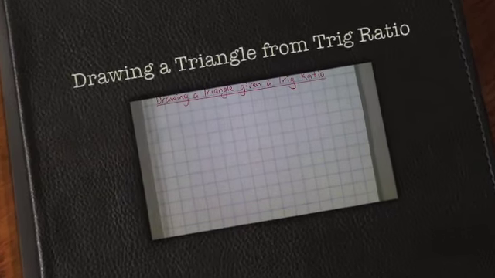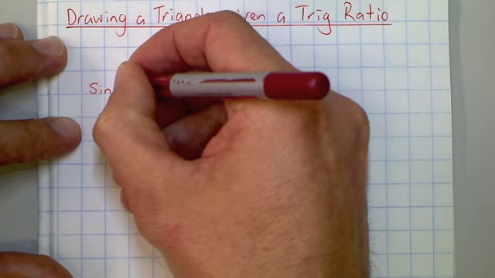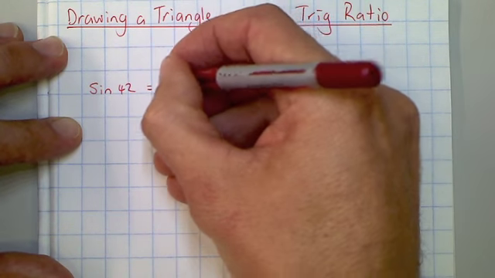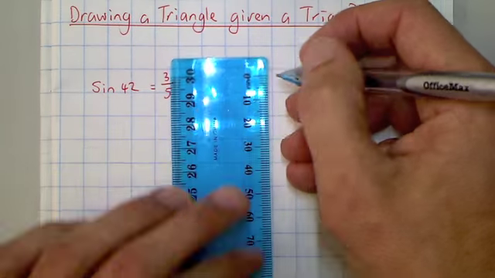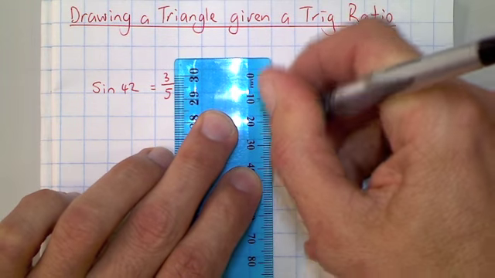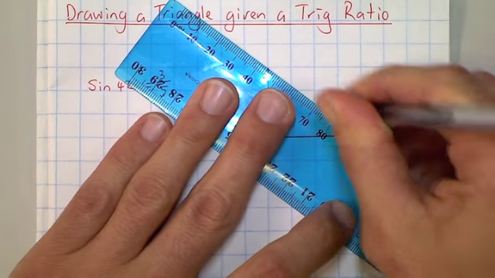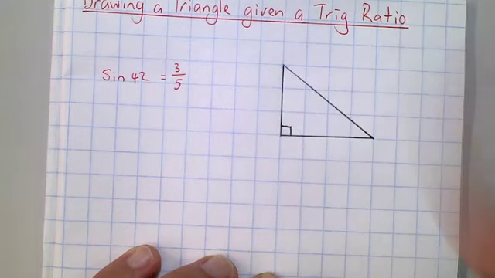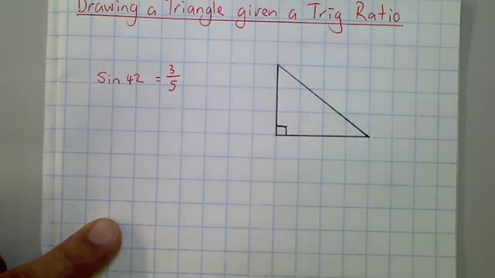Alright guys, we've got to draw a triangle given a trig ratio. So let's look at sine 42 is equal to 3 over 5. The best thing to do is probably draw a right angle triangle. So there we go, we do a perpendicular, join it up, and there's a triangle with 3 sides and a right angle in it. Right, so from here, let's identify the angle we want to use.